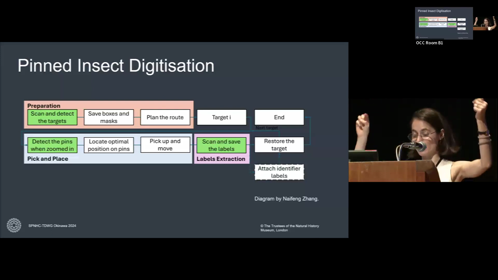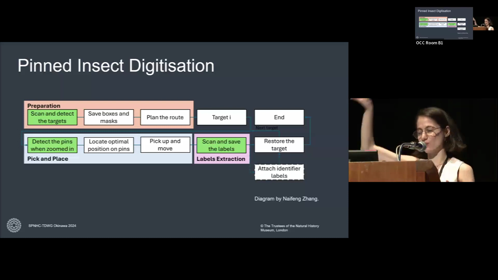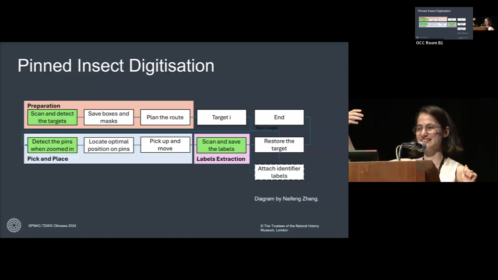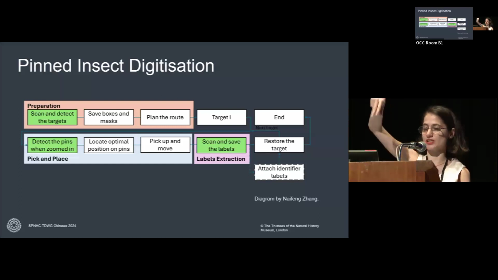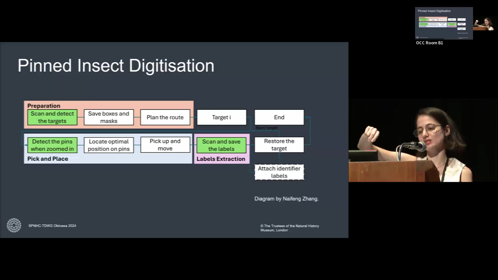And sorry, I just forgot one thing. Before you take it away, you need to know how to hold it. We're working with pinned insects at the moment, so it's going to hold it by the pin. When the camera zooms in and the robotic arm comes down, it needs to work out how to hold that specimen, which part of the specimen to hold, and that will ideally be the top of the pin. And then lastly, when you do move it, can we find the labels around the specimen and detect the information on the labels?